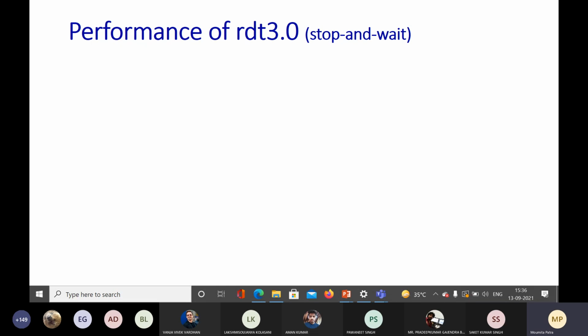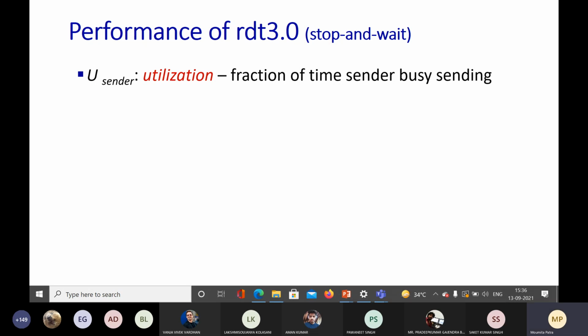Now we are going to look at how RDT 3.0 performs. This category of RDT protocols is known as stop-and-wait protocols. We define certain metrics. First is U sender, which is the utilization, or the fraction of time the sender is busy sending a packet.